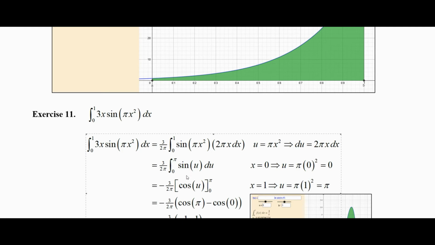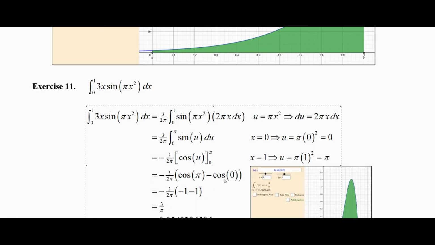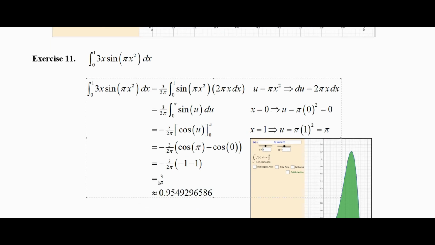When I find my antiderivative, which is the negative cosine of u, notice I brought the negative out front here, and I just evaluate from 0 to pi. So it's cosine of pi minus cosine of 0. Cosine of 0 is 1. Cosine of pi is -1. -1 minus 1 is -2. Cancels with that negative and that 2, leaving just the 3 over pi. So the exact answer is 3 over pi, and approximately 0.954929656, okay, a little under 1.